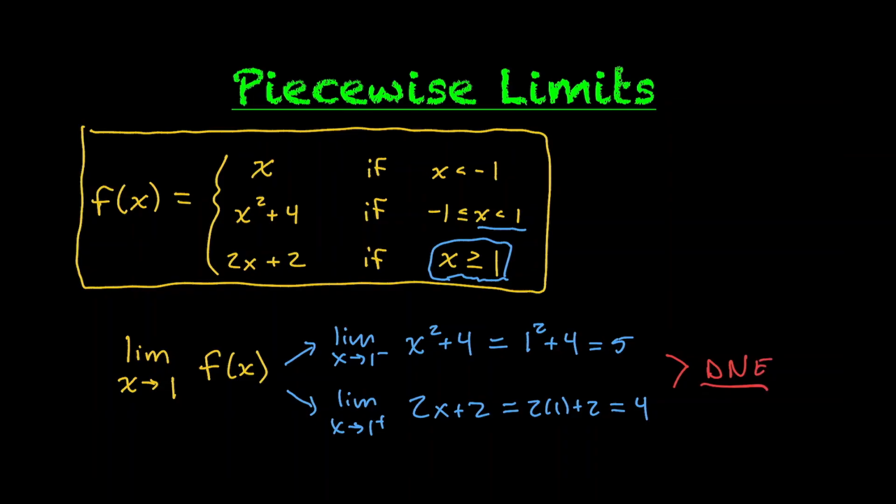Now, if they did go to the same answer, if they both went to 5, then we would say the limit's equal to 5. Or if they both went to 4, we would say the limit is equal to 4. But again, if the two sides go to two different values, then the limit overall doesn't exist.